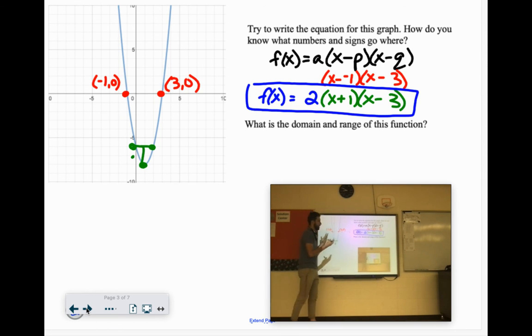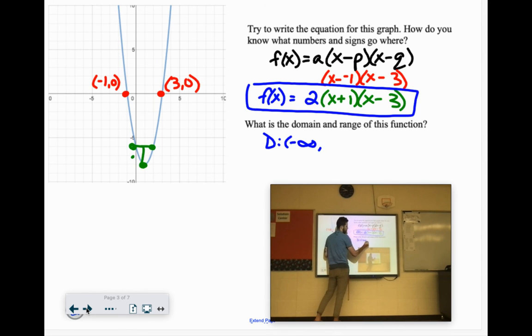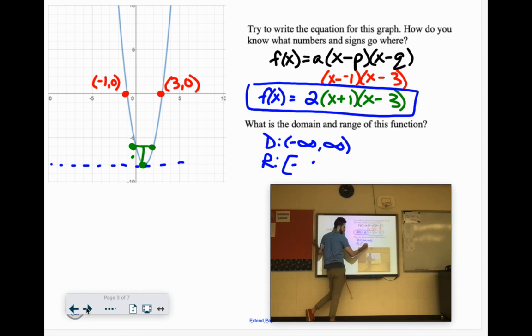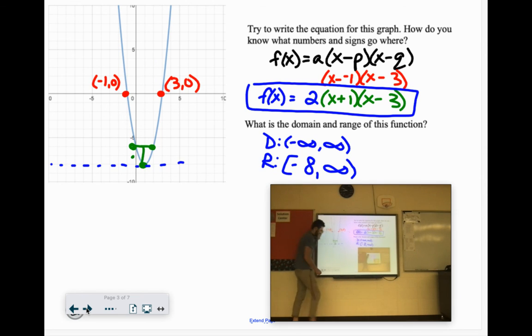What is the domain and range? Domain, all real numbers. Range, our lowest value is at negative 8. That's the lowest we ever get. And then it goes upward from there to positive infinity.